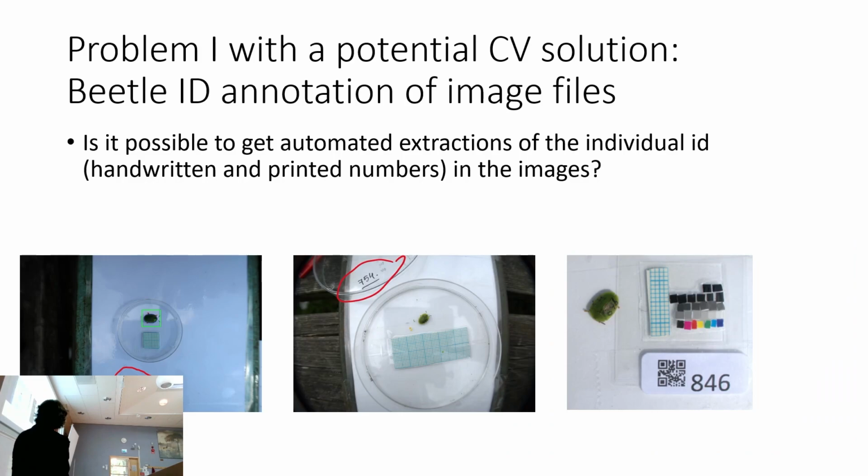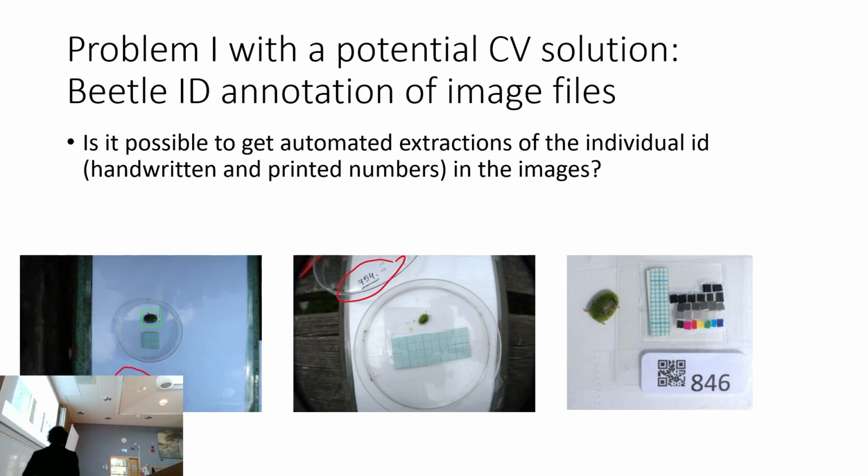And then I want to finish off with showing you two problems, and there might be a computer vision solution to this. I don't know, so I want to check with you. Maybe it's easier if we continue doing this manually. But so one of the issues that we have is to do this annotation of the beetle IDs from the pictures. That's the first step.